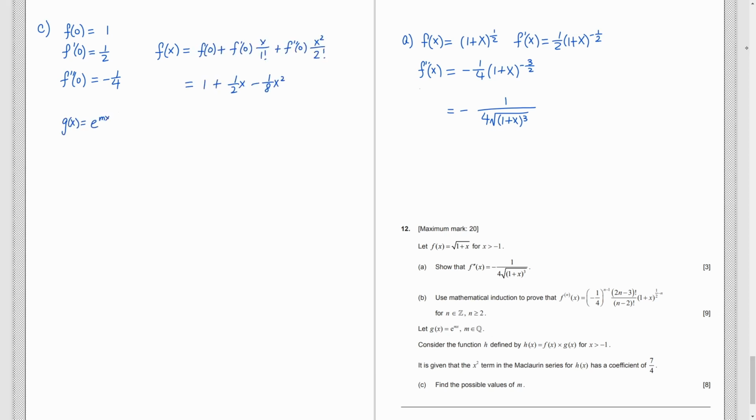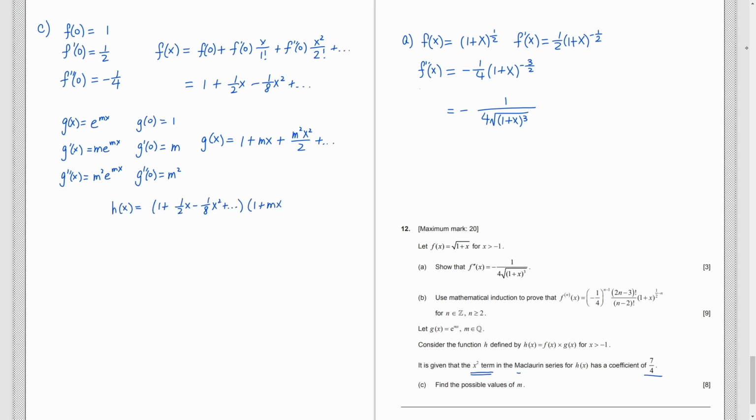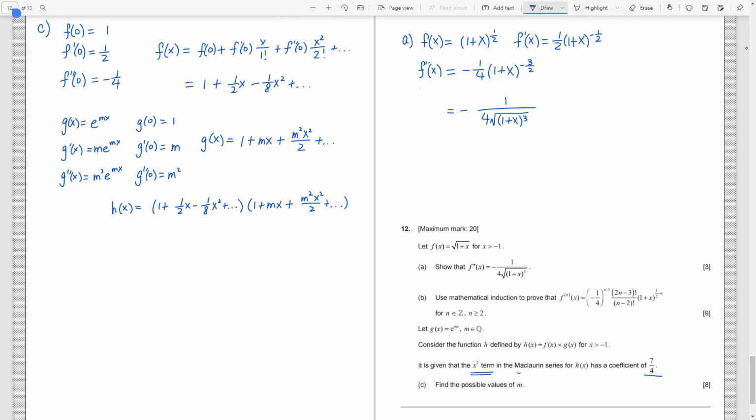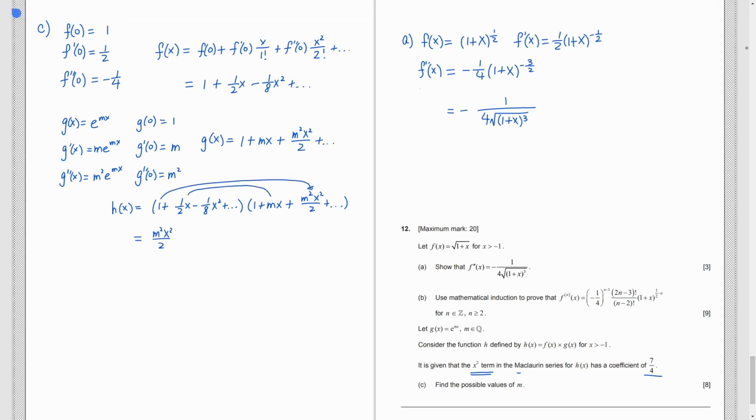Finally, by the formula of Maclaurin series, we have these 2 expressions for f and g. And then, we can get h by multiplying them together. As we just need to consider the x squared term, we multiply this with this with this, and this with this. Finally, we get this. Then, we just set the coefficient to be 7 over 4.